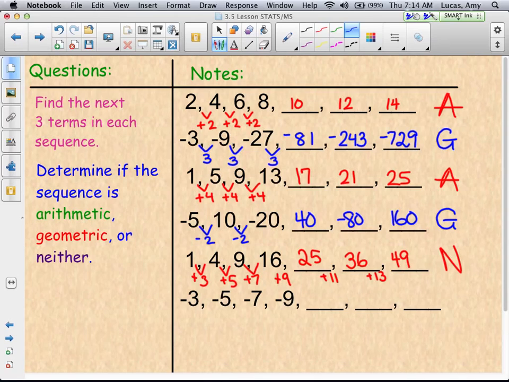Okay, our last example. All negative numbers, and I see a pattern because they're all odd numbers. So what's happening is they're going down 2 more. They're further away from 0. So it's 2 that's being subtracted each time. So negative 11, negative 13, negative 15. So that is arithmetic, another arithmetic sequence.